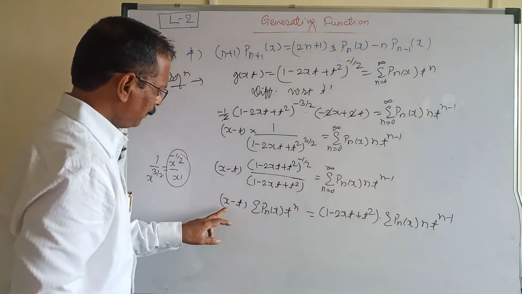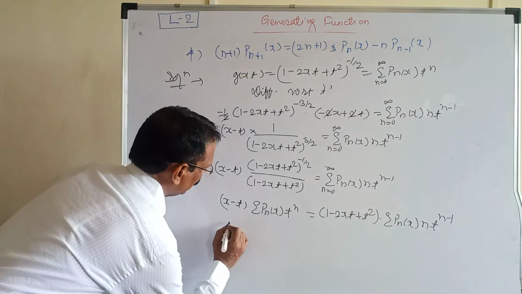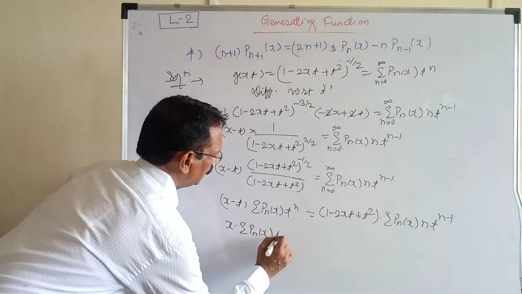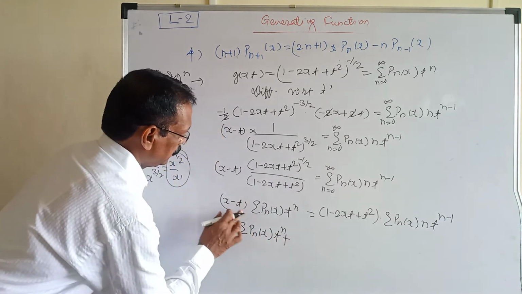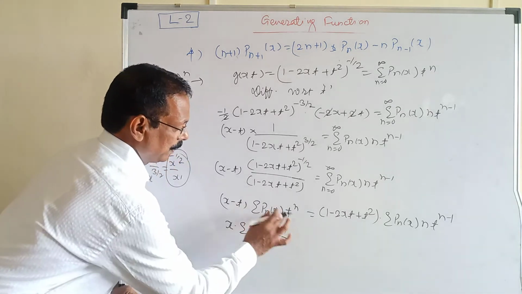Now multiply the bracketed term with this P_n(x) t^n. What do we get? x into the summation of P_n(x) t^n, plus, now here is the negative sign, minus t raised to n.